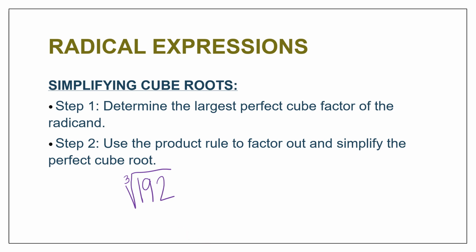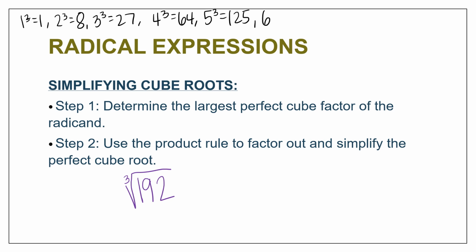The way we're going to do that is go to our list of perfect cubes. 1 cubed is 1, 2 cubed is 8, 3 cubed is 27, 4 cubed is 64, 5 cubed is 125, and 6 cubed is already too high, I think that's 216. Why is that too high? Because that's bigger than our radicand, right?